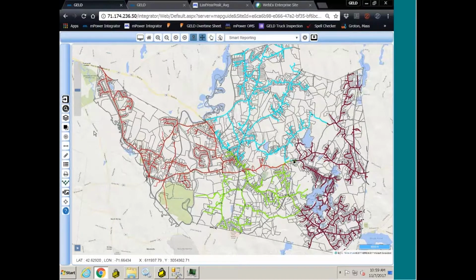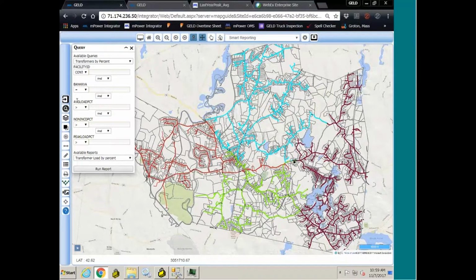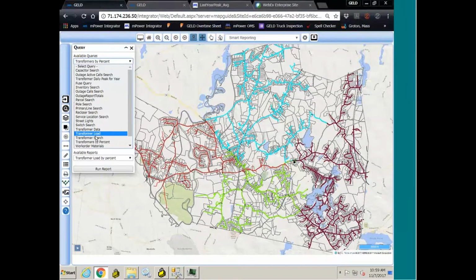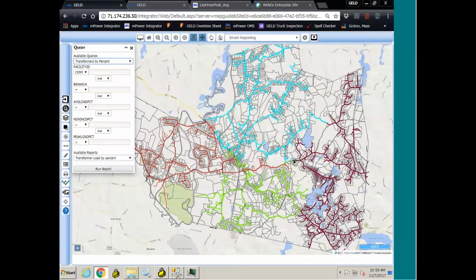One of the first important things we did once we linked our AMR system with our GIS system was to look at all the transformers that were overloaded. To find overloaded transformers, we would just run a query, and we have a whole list of queries here. We can go to transformers by percent.